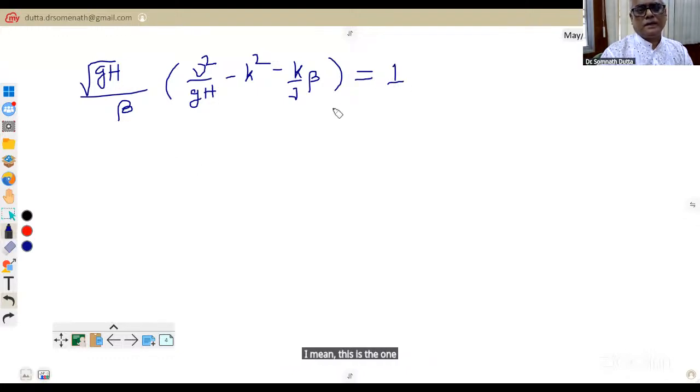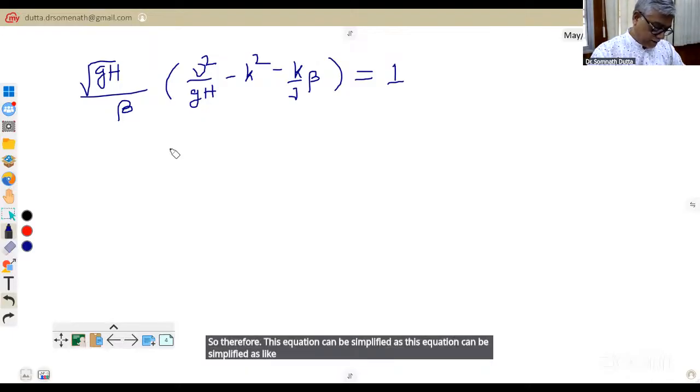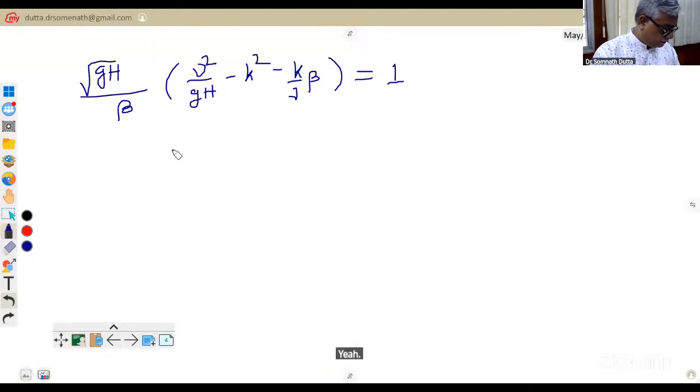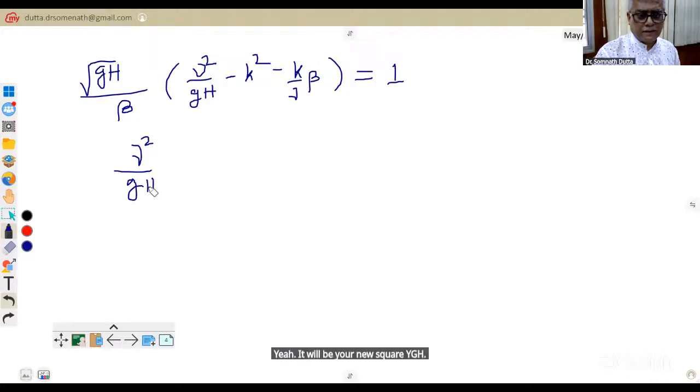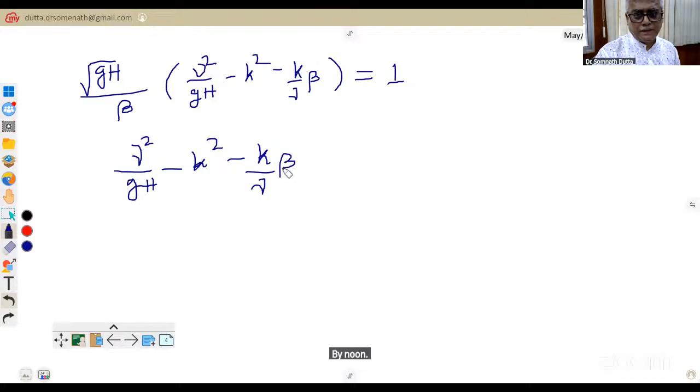So this equation can be simplified like this: nu square by gh minus k square minus k by nu into beta, then minus beta divided by under root gh. This is equal to 0.